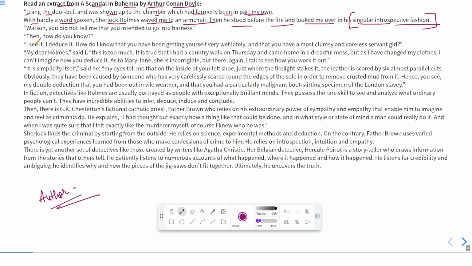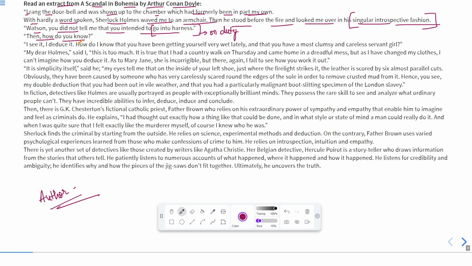Okay, then, "How do you know?" Okay, "Watson," so possibly the author's name is Watson. "You did not tell me that you intended to go into harness." Go into harness means on duty. Okay, when someone is at his workplace or on duty, it means he is into his harness. For example, if you are a policeman and you are on duty that day, it means you are in harness.